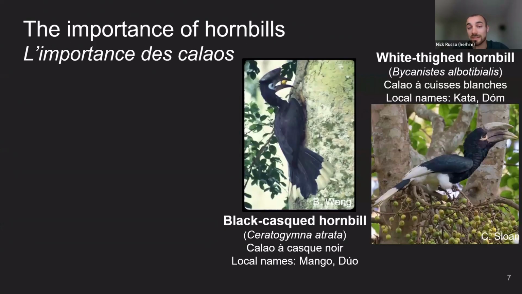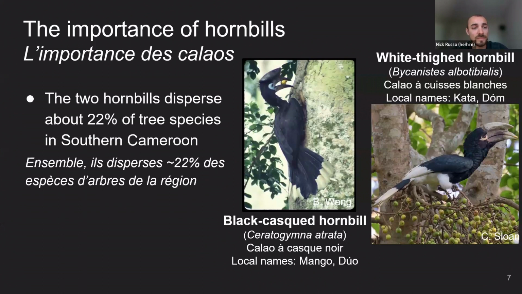You would also notice the hornbills flying overhead and in the canopy. They are large, charismatic birds. They're very loud, and they are very important for these ecosystems. So the two species that I focused on were black-casqued hornbill and white-thighed hornbill. They go by many names. Some of the local names include Mango and Duo for black-casqued and Kata and Dam for white-thighed hornbill.